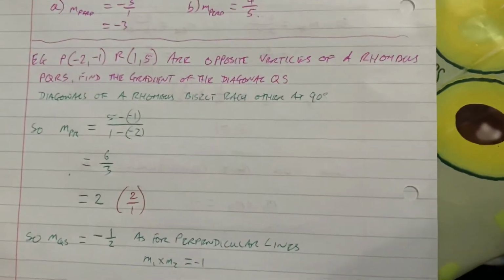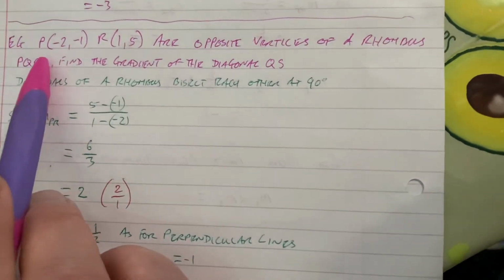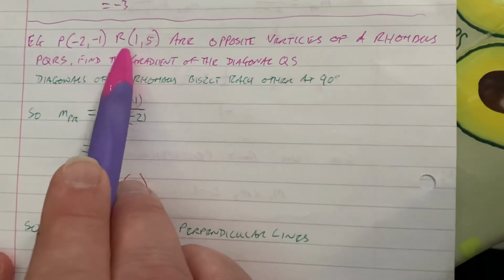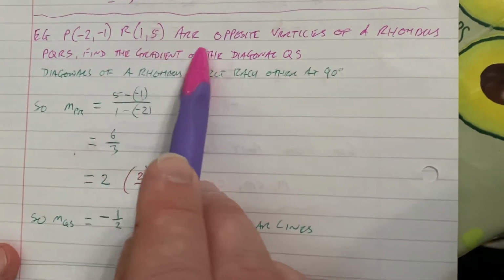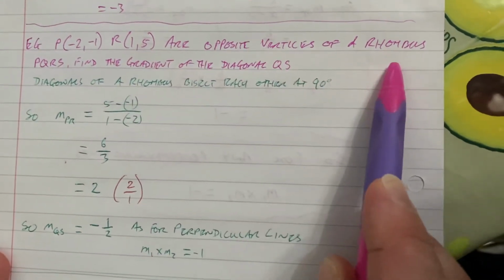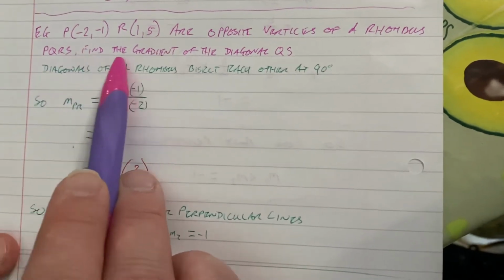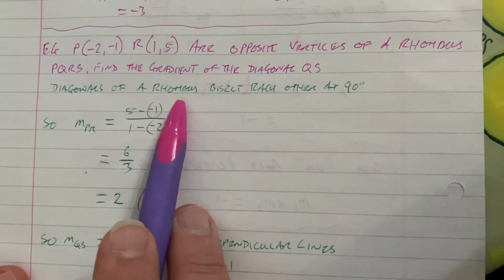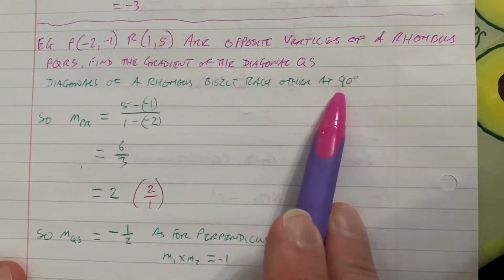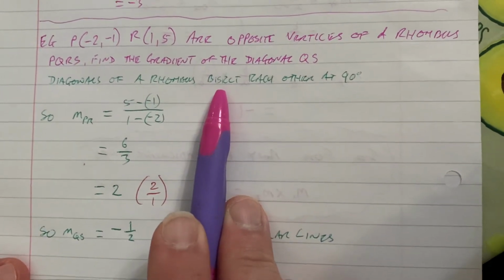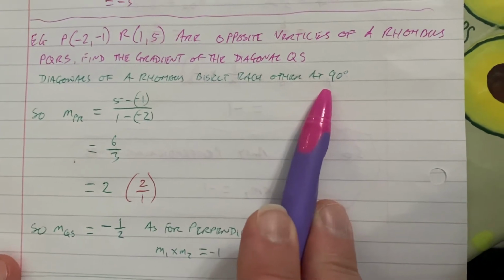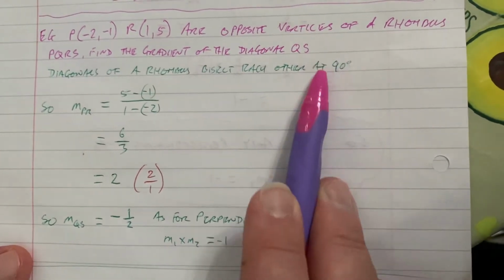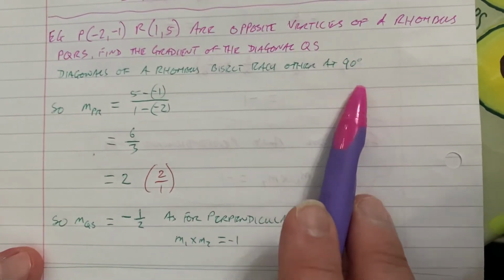So looking at a second example here, P is negative 2, negative 1, R is 1, 5. They are opposite vertices of a rhombus PQRS. Find the gradient of the diagonal QS. So diagonals of a rhombus bisect each other at 90 degrees. In other words, they cut each other in half at 90 degrees. So because we know they cut each other in half at 90 degrees, they are perpendicular.